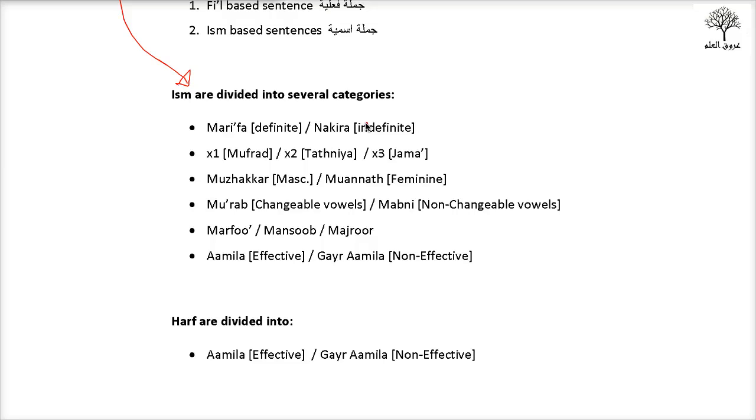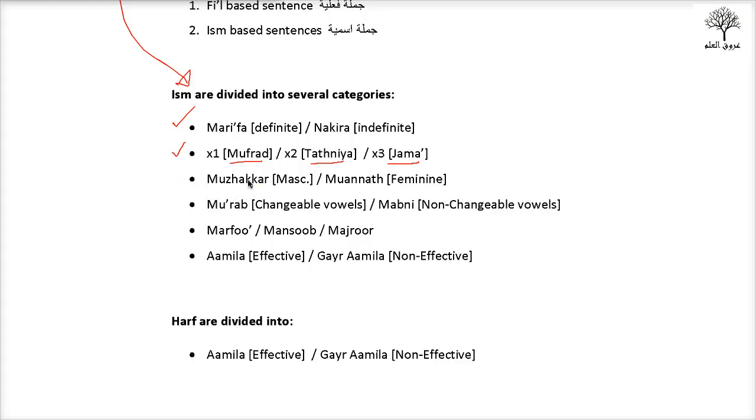Don't worry about the details, I'm going to explain them as we go along. So for every single ism in a sentence, we're going to look at whether it is ma'rifah or nakira, definite or indefinite. That's the first thing. Number 2, is it single, which is mufrad, dual, tathniya, or plural, jama? So for every ism in a sentence, we look at these 3 things. You're going to say to me, this word is a plural, this word is a singular, etc.